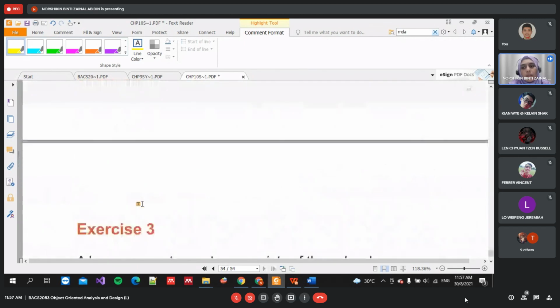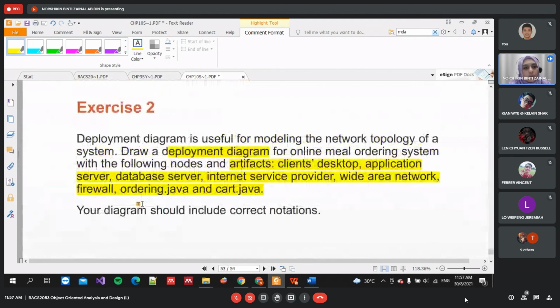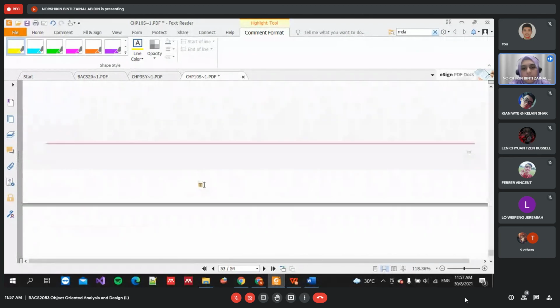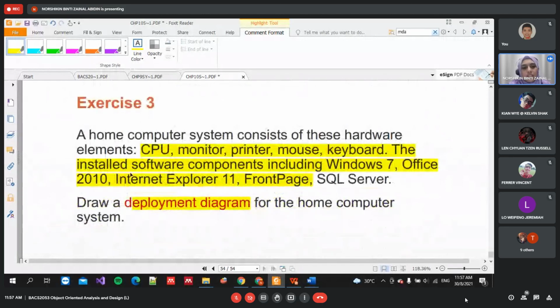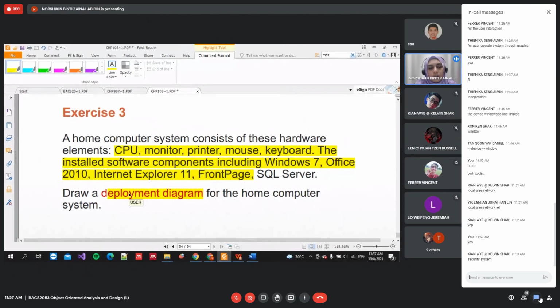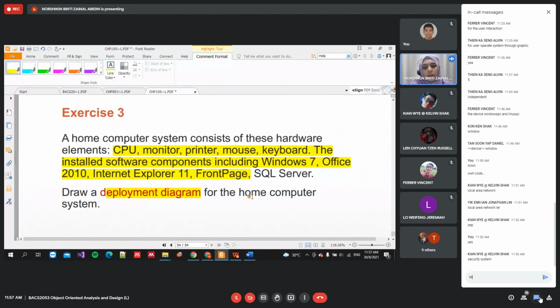So for this, we have two exercises. The first one, I think you can read. However, here I already highlighted it for my own use. They ask us to draw a deployment diagram that should include these things, for a meal ordering system. And then exercise 3, we need to draw again a deployment diagram for the home computer system that includes this hardware.